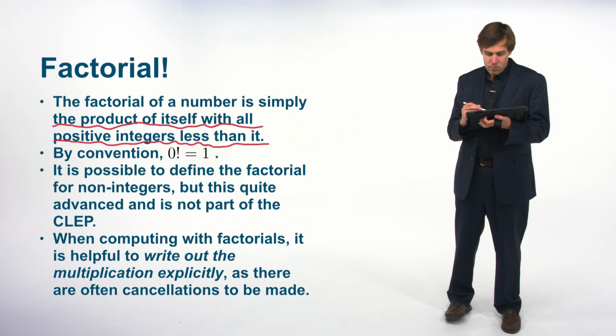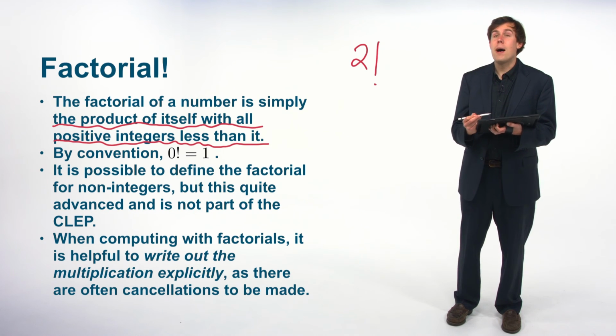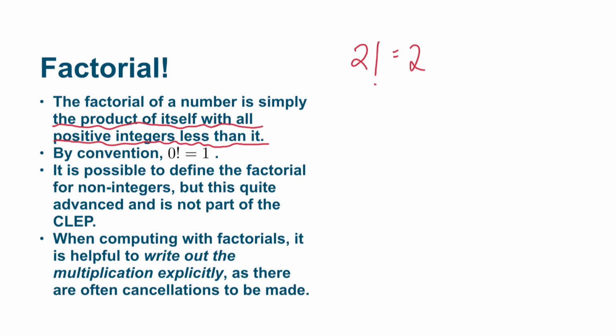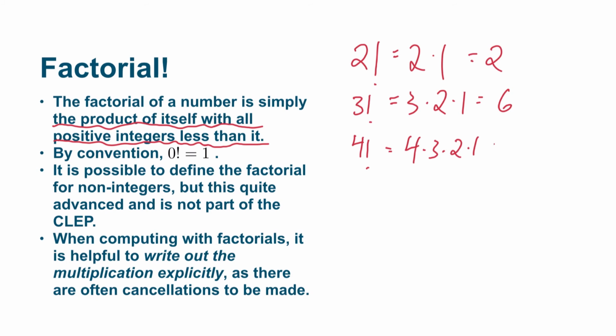So as an example, 2 factorial is the product of 2 and all positive whole numbers or integers less than it. So 2 times 1, and then I stop. So this is equal to 2. 3 factorial is equal to 3 times the product of all integers less than it, times 2 times 1, so 6. 4 factorial is 4 times 3 times 2 times 1, so 24.